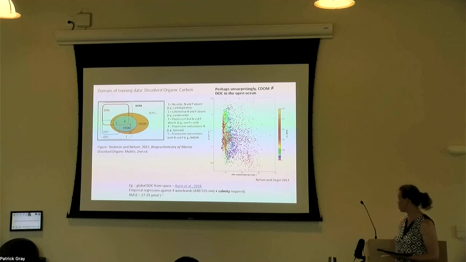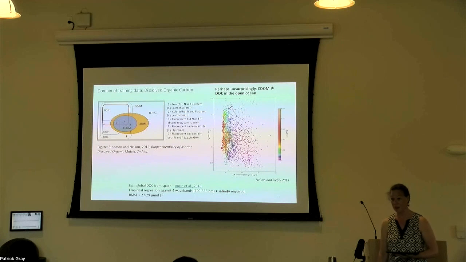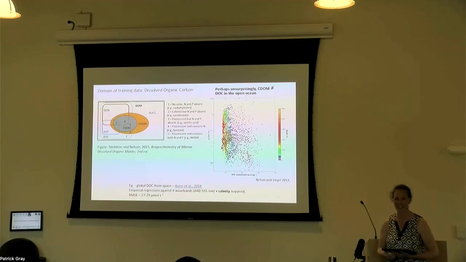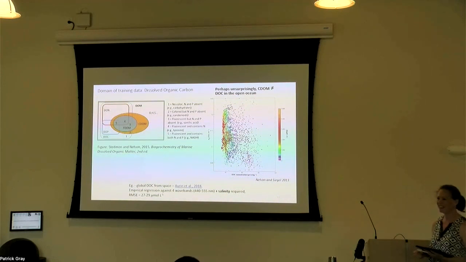There's an example of a global DOC algorithm from space. In that case, they did an empirical regression against four wave bands, still had to put in salinity, another piece of information, and still came out with a root mean square error of 27 to 29 micromoles per liter, which you can compare to the x scale that goes from 30 to 100. So it's not an easy proxy to apply.